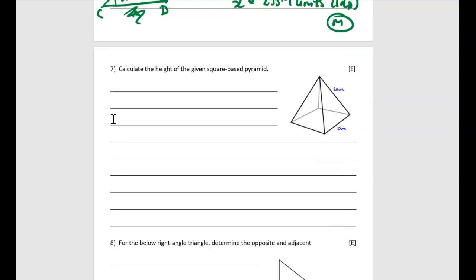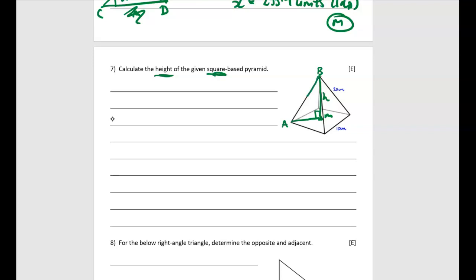So this is a square-based pyramid, and we've been told to find the height. So height, square-based pyramid. So the height would be from the top down to the middle. So I'm just going to call that M. And let's maybe connect that up with another corner. So that there would be our right angle. And AMB would be the right angle triangle that we're looking at.